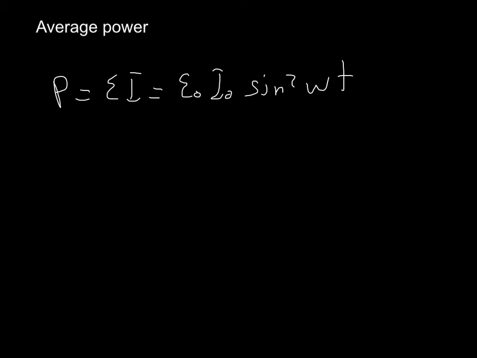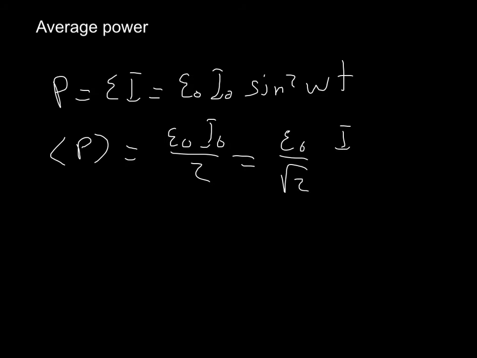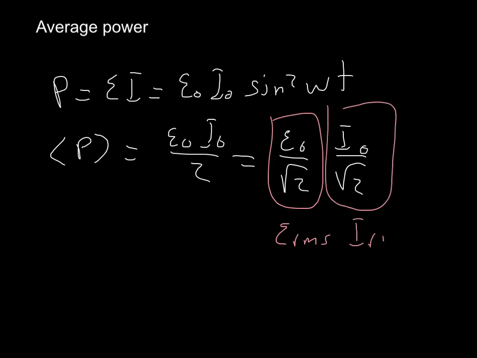So then the average power, remember this means average, is going to be E0 I0 over 2. And I can of course separate these two things and make it as E0 over square root of 2 times I0 over square root of 2. But this is nothing but E root mean squared, and this is nothing but I root mean squared. Which means that the root mean square values of the EMF and the current give us exactly the average power. So they work as we would like them to work.